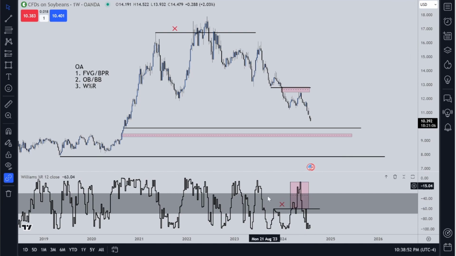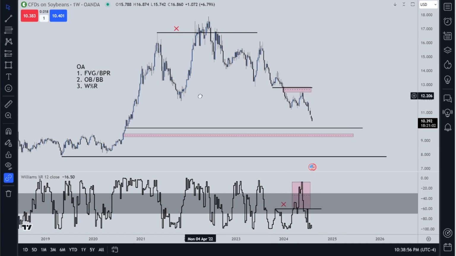So going back to the William percent R, right? The William percent R gives us an idea of when the change of state of delivery is going to happen, right?